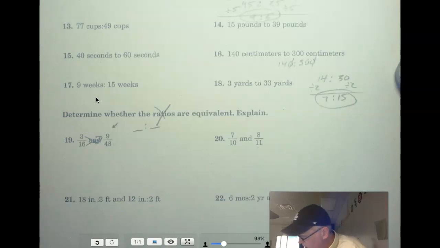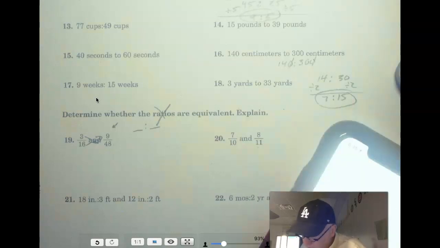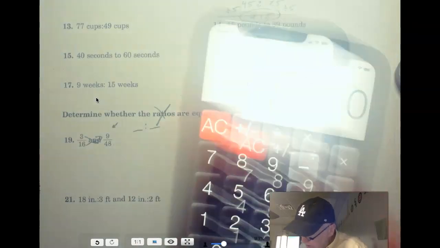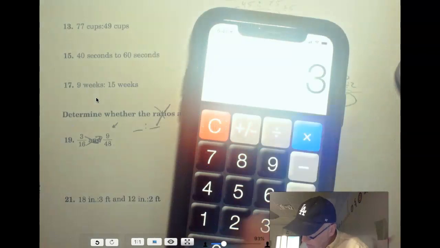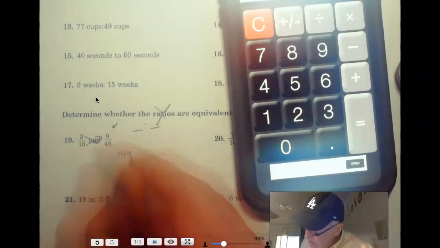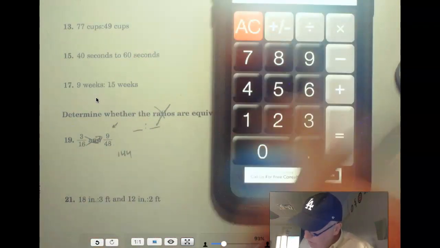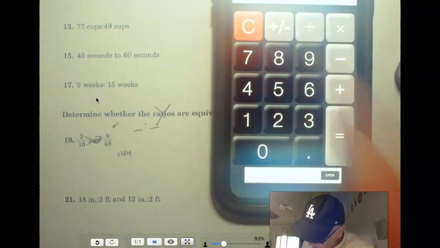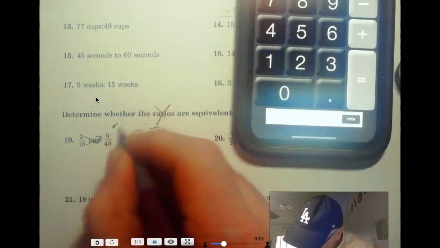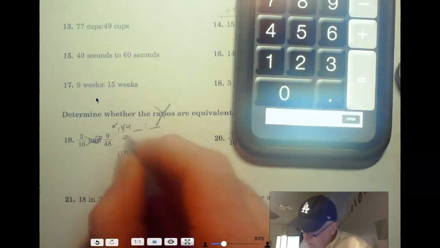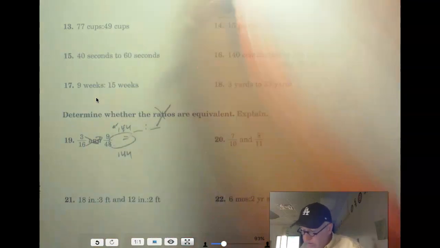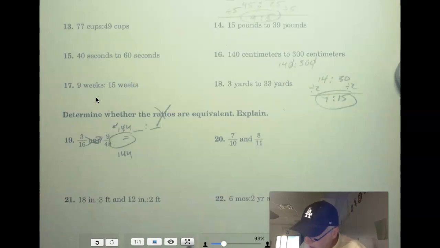So let's see. 3 times 48, I think that's 144. Yeah, that's 144. And 16 times 9, I think, is 144 as well. Yeah, that's 144. So these are equal fractions.